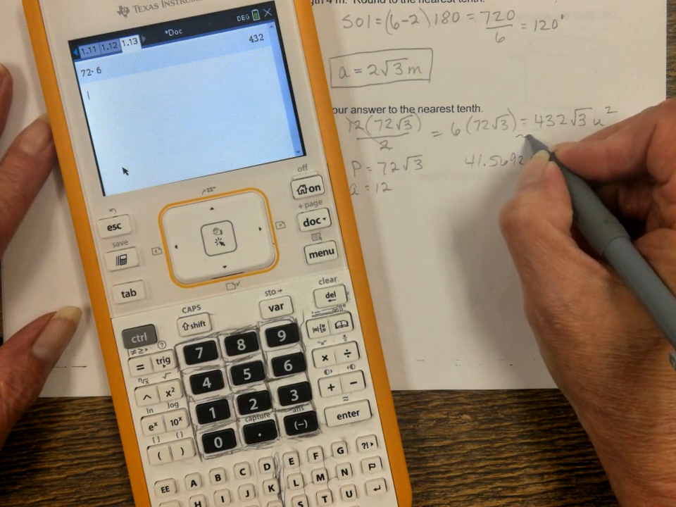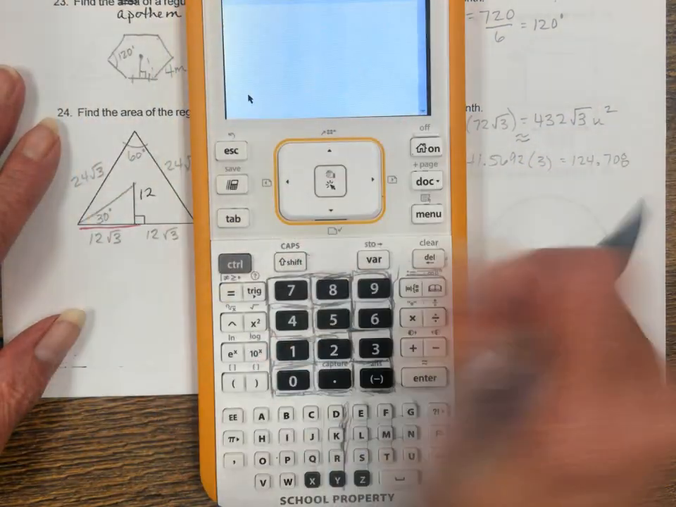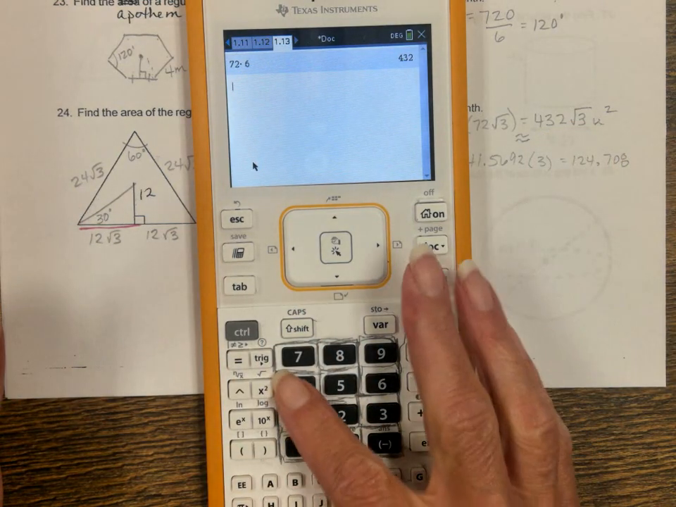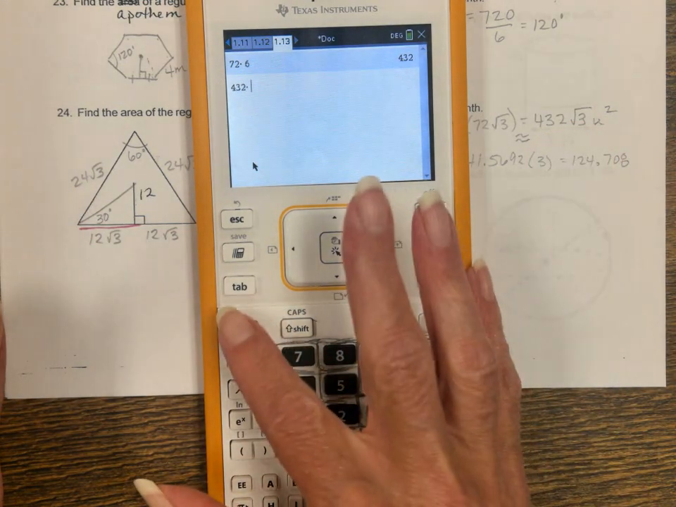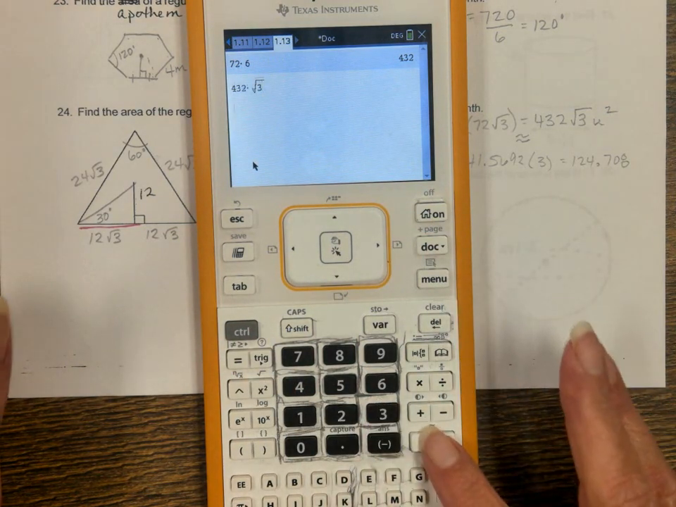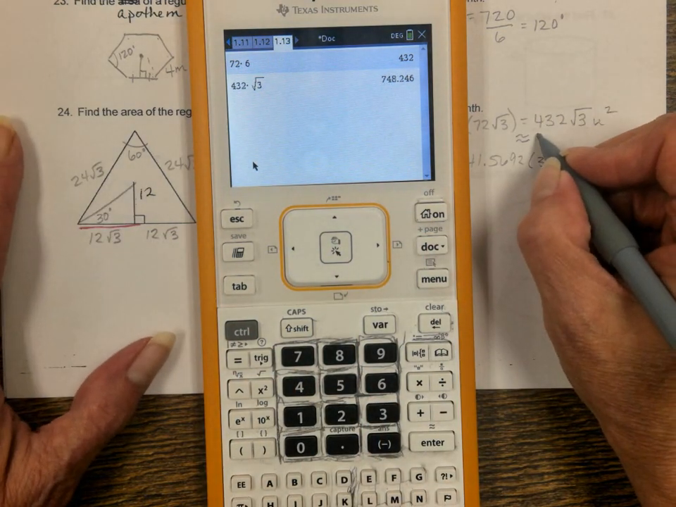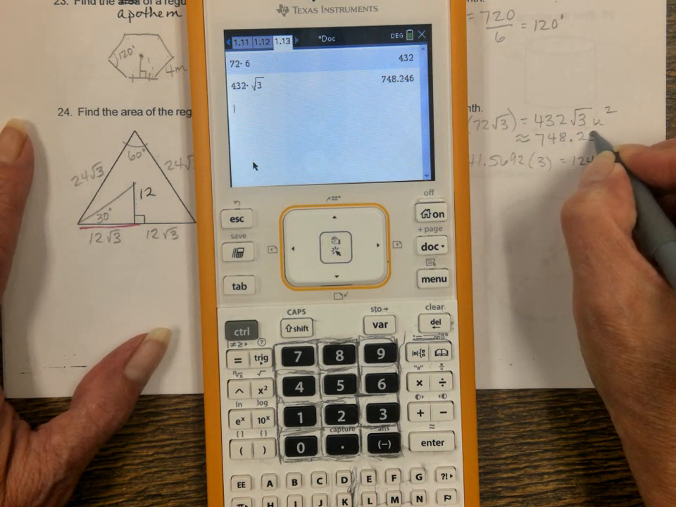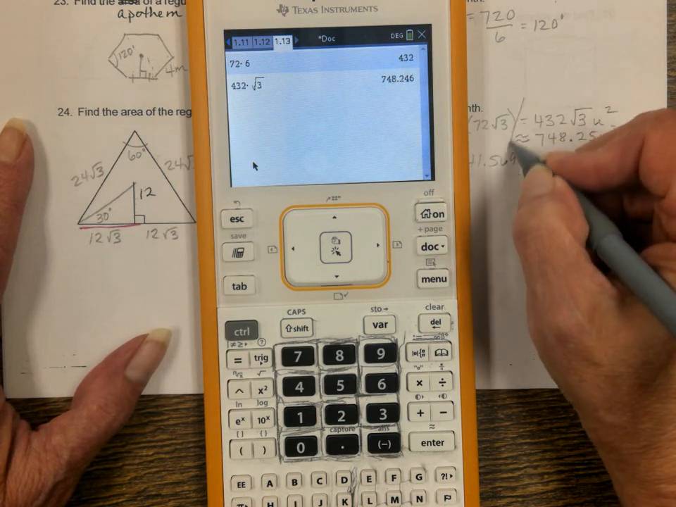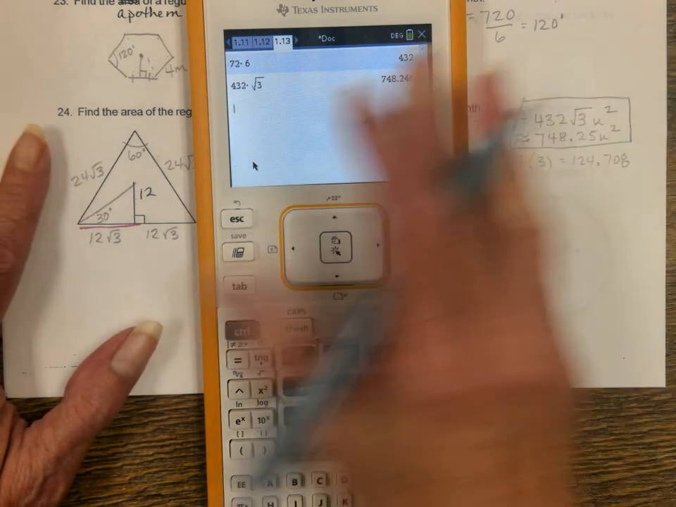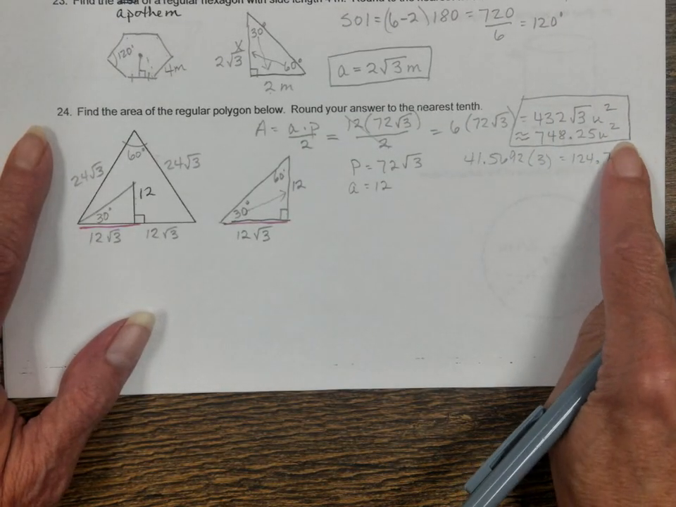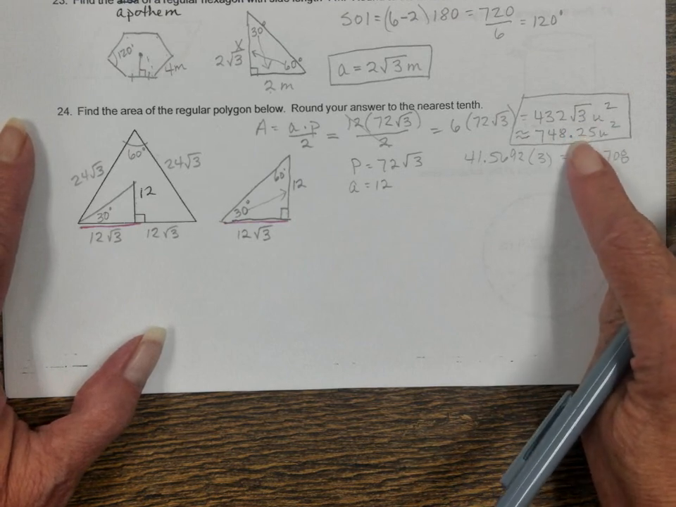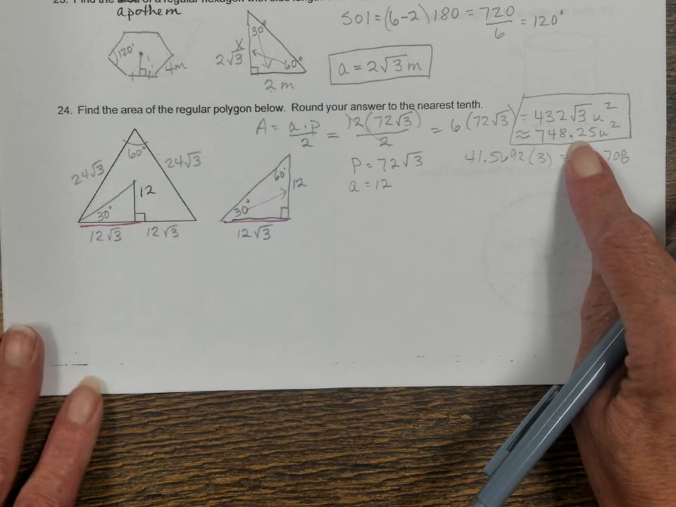Okay, this time I'm going to go ahead and multiply out the 432 times the square root of 3. All right, 432 times the square root of 3 gives me a final answer of approximately 748.25 units squared. So either way that you are presented in your multiple choice answer, you can answer it in the radical form, square root of 3, or in the approximate decimal form. Okay?